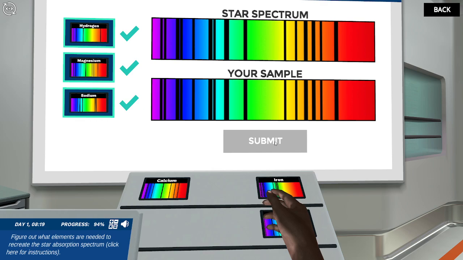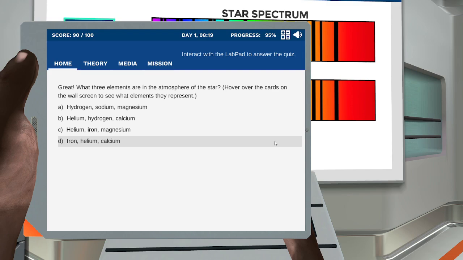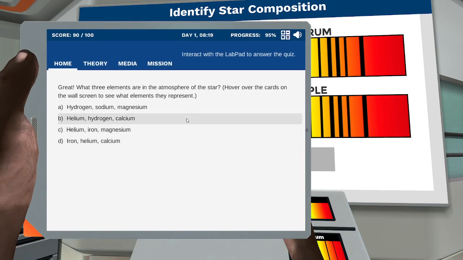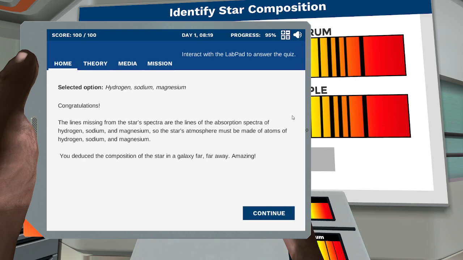Congratulations, you made it. Great! What 3 elements are in the atmosphere of the star? Congratulations! The lines missing from the star's spectra are the lines of the absorption spectra of hydrogen, sodium, and magnesium. So the star's atmosphere must be made of atoms of hydrogen, sodium, and magnesium. You deduced the composition of the star in a galaxy far, far away. Amazing!